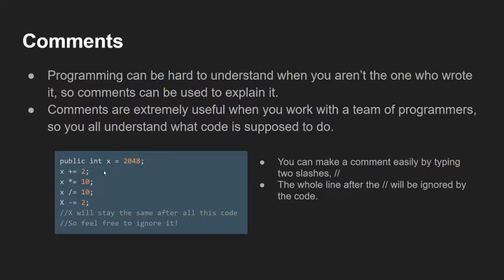If you were looking at this, let's say we didn't have these comments here. public int x is equal to 2048, plus equals 2, times equals 10, divided equals 10, minus equals 10. What does that all mean? Well, we know on the comment, it doesn't do anything, so feel free to ignore it. You don't have to worry about this. This isn't going to mess with your code, because it's just going to leave it the same. That's really a dumb way to use the code, but hey, it's an example of a comment.